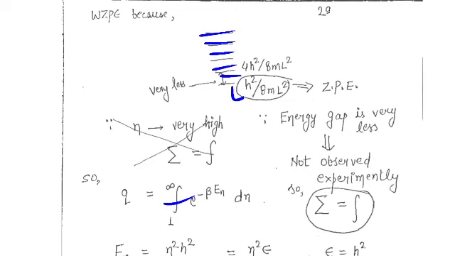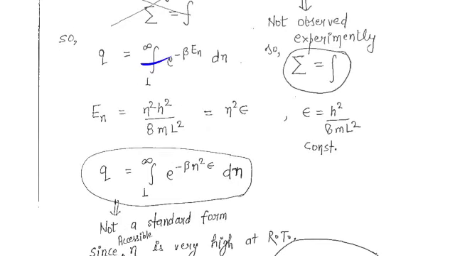And now look here, by substituting the value of the energy and taking all these constant values as epsilon, we can put the value here, and En will be n square epsilon. So here we put n square epsilon. So this is now your Q, but this is not a standard form.